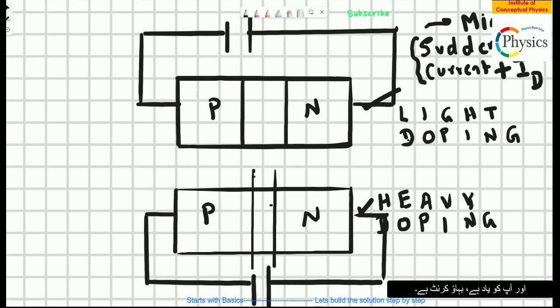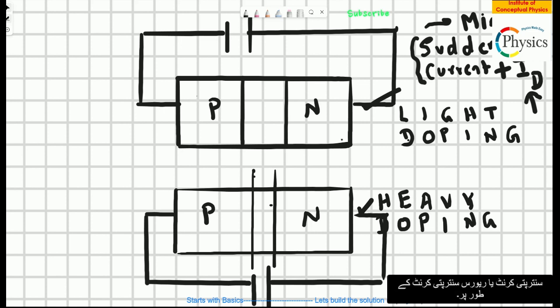And you remember, the drift current is also made up of minority carriers, which are very limited, and saturation is attained. So that is why the current is called the saturation current or the reverse saturation current.